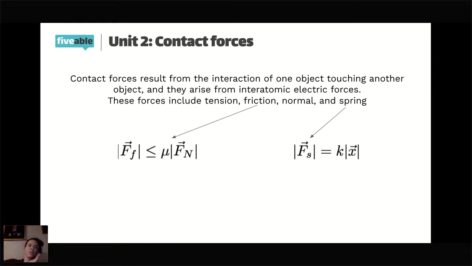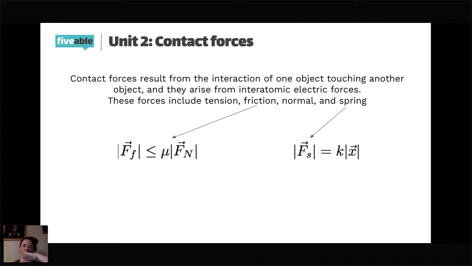Friction is when you're floating along, where the magnitude of your friction force is less than or equal to mu times the magnitude of your normal force, where mu is your coefficient of either static or kinetic friction, depending if you're chilling or if you're moving.